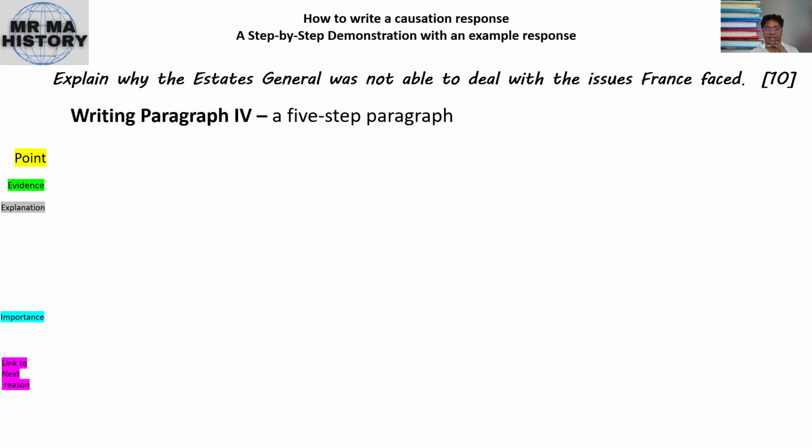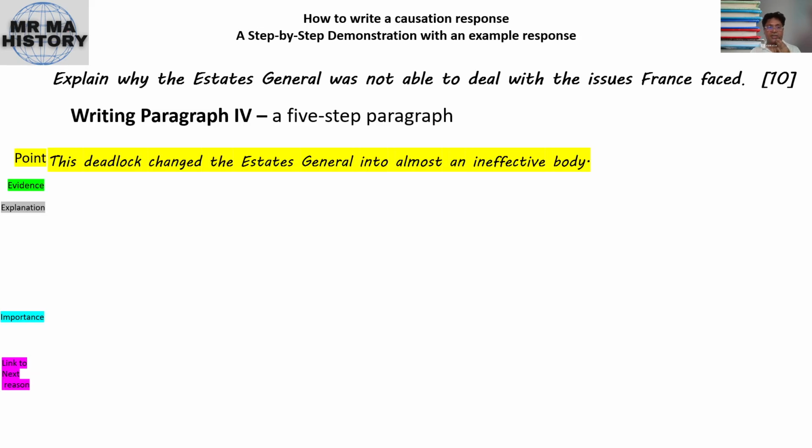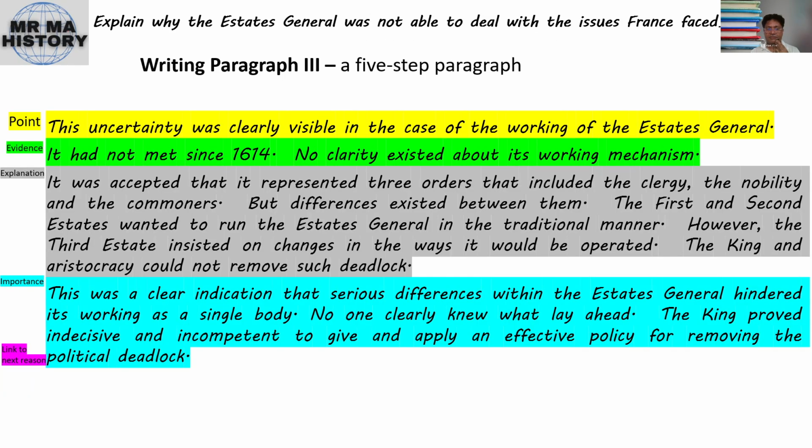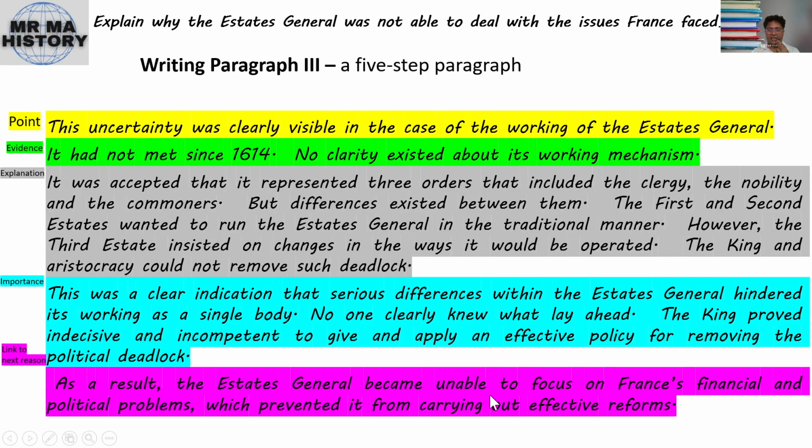Okay, now let's read out the point for the reason for the next paragraph. This deadlock changed the Estates General into almost an ineffective body. So as you can see, in the link of the previous paragraph, here is the link. What was written here? What was the conclusion? It prevented it from carrying out effective reform.